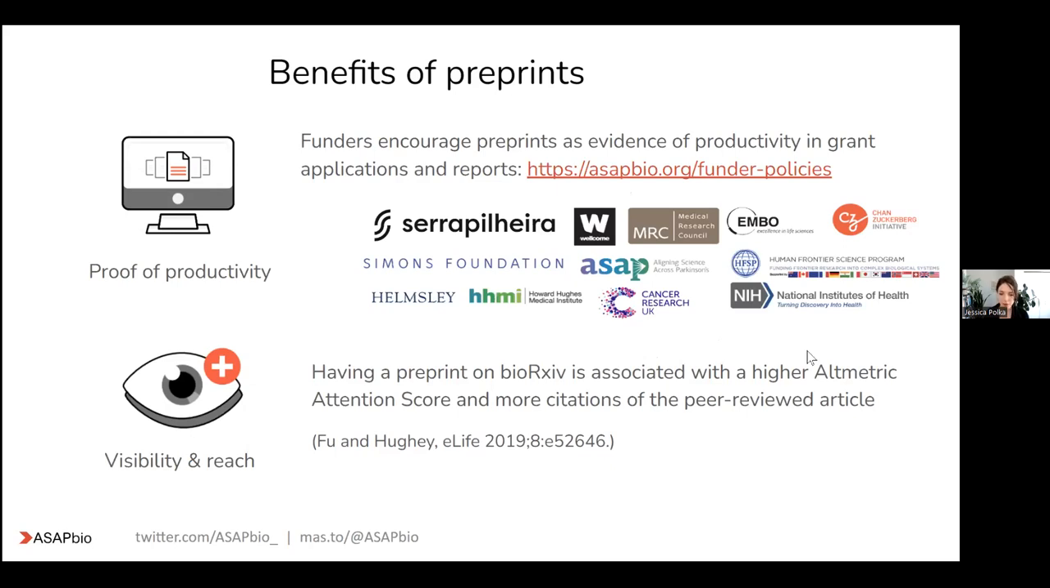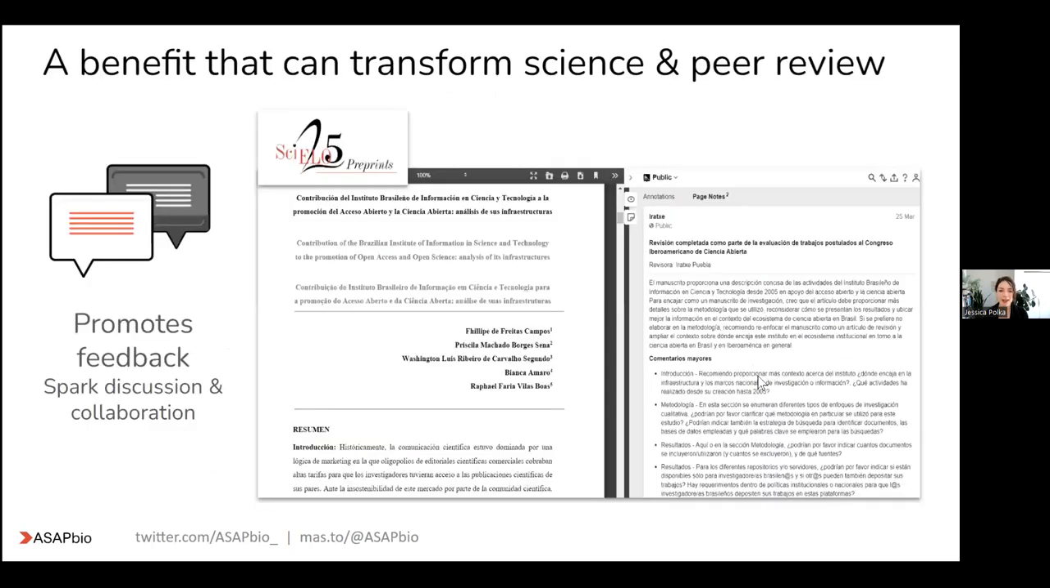But preprints can also really help to enhance the visibility and reach of your science or your scholarship. So in this particular study of the preprint server bioRxiv, having a preprint is associated with a higher altmetric attention score and more citations to a subsequent peer-reviewed article. But I think the most important benefit of preprints to me is that preprints can really change and revolutionize the way that scholars communicate with one another and perform peer review. Preprints promote feedback. They can spark discussion and collaboration.